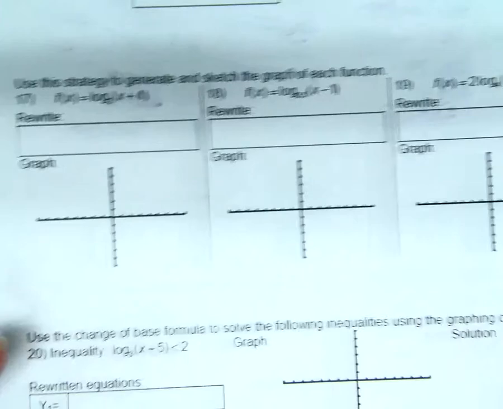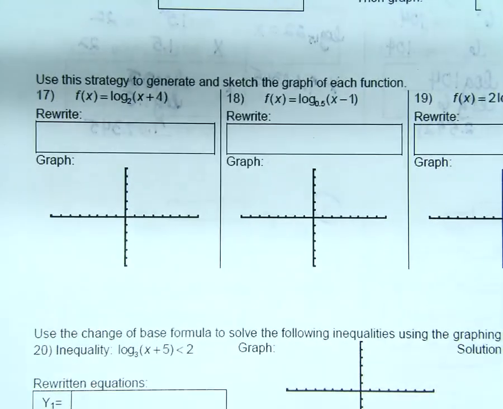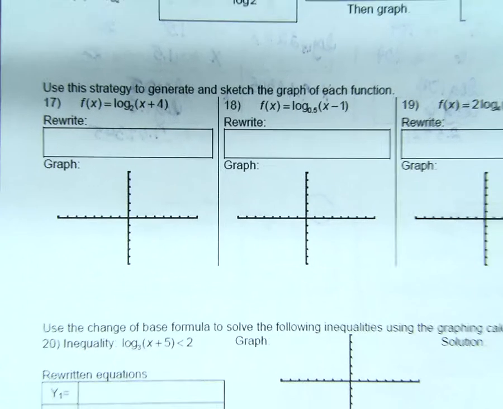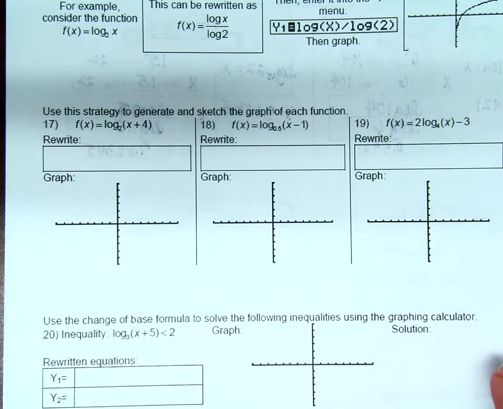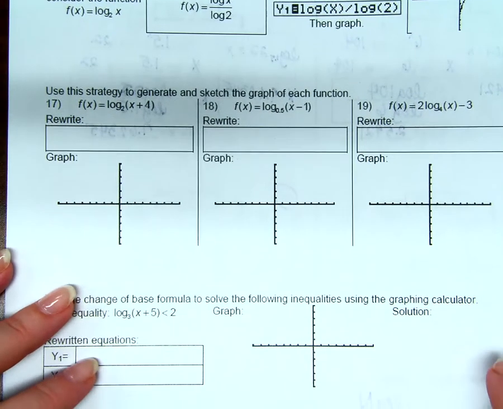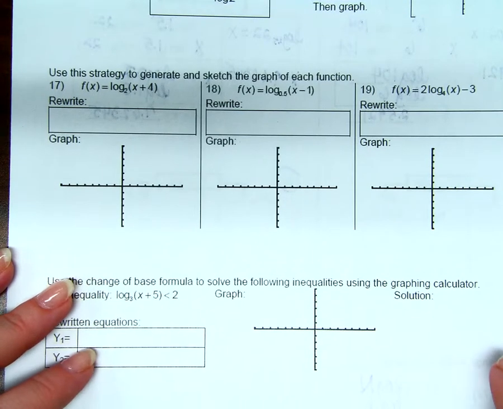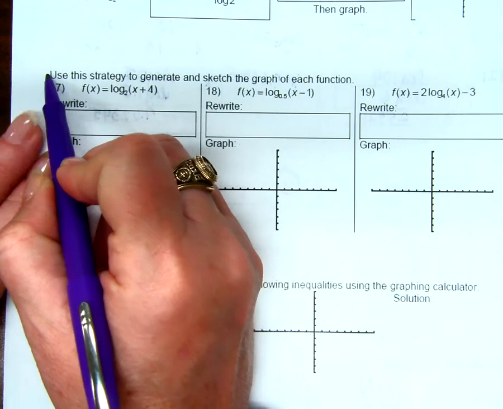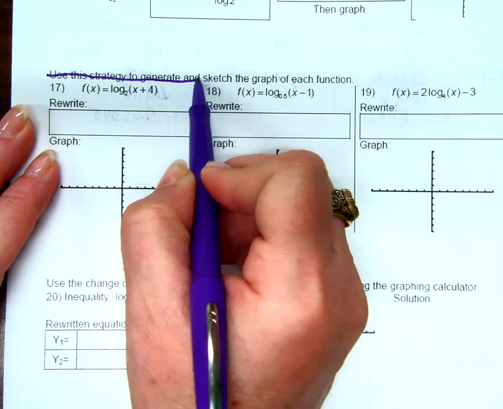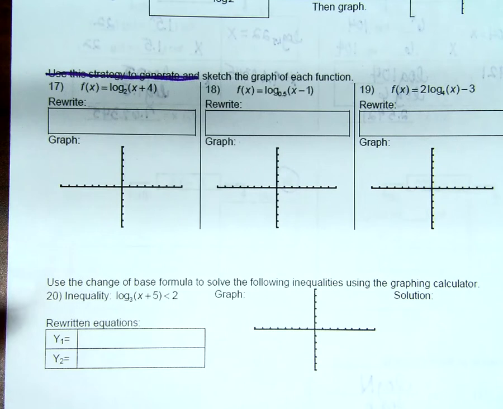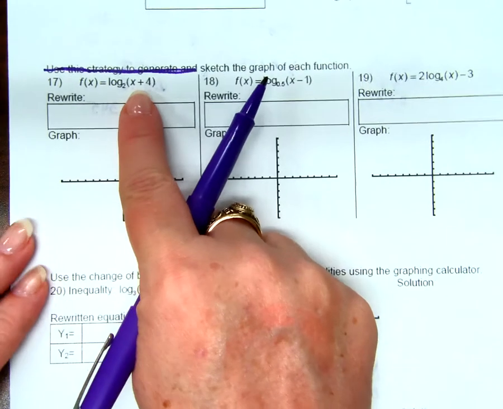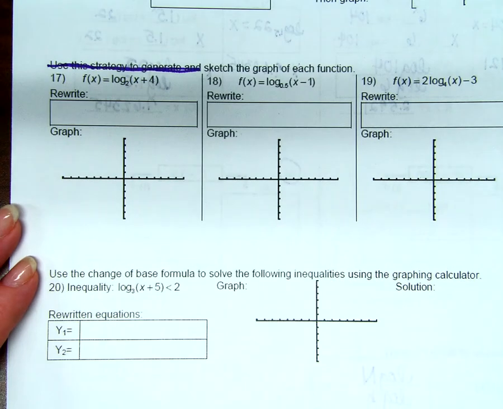Next page we've done a little bit. We're going to change the directions on this just slightly because they want you to use the change of base formula for this. I would rather you think of these in transformation rules. So we're going to sketch the graph of each function. Tell me transformationally how this compares to its parent.